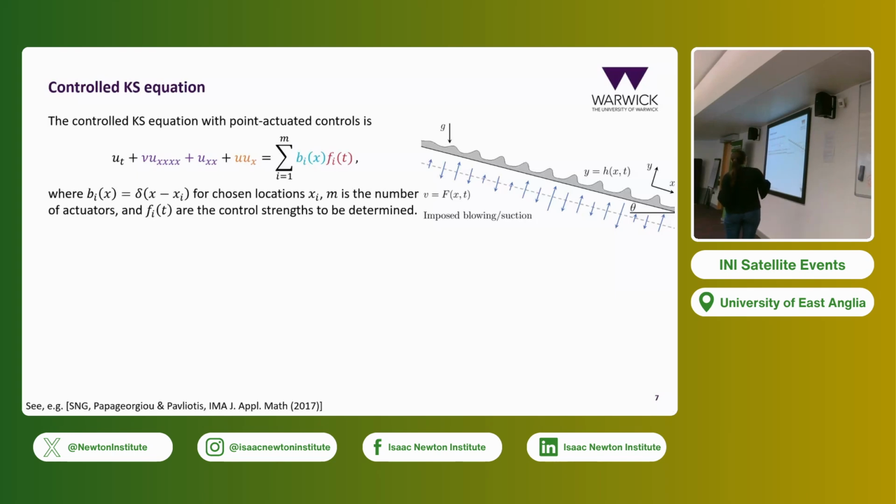So there's this term b_i of x, which is just a delta function. So this tells me I have a control at location x_i. And then f_i is the control that I can specify. M is my number of controls. So if I have like 5 holes, this M is going to be equal to 5. And this is the equation that I am controlling. So the usual equation just has 0 on the right-hand side.